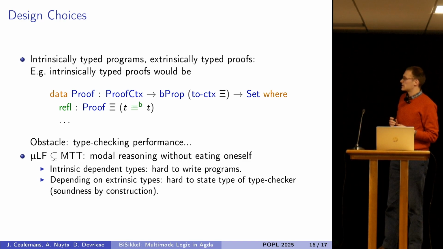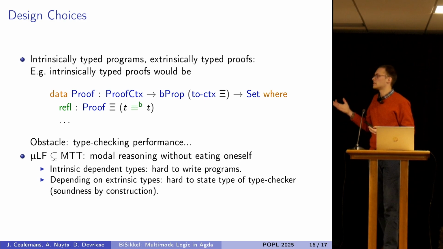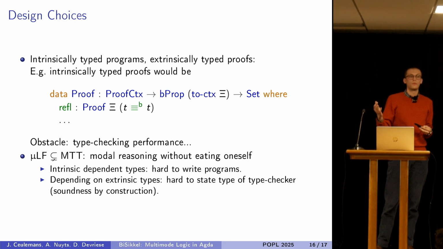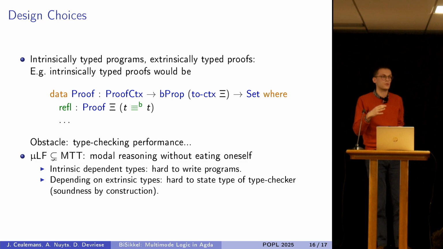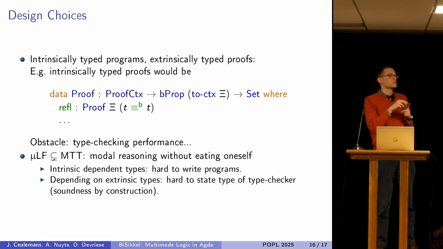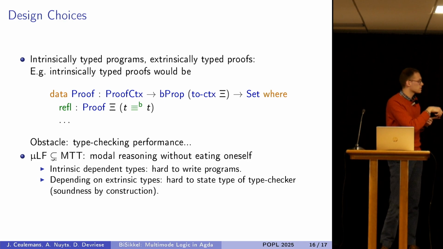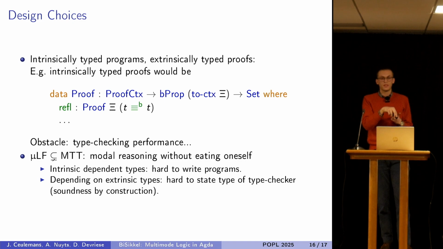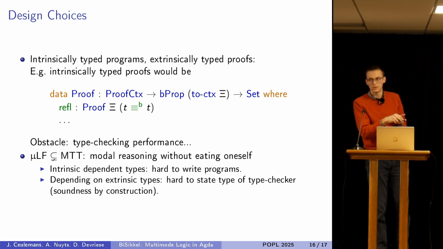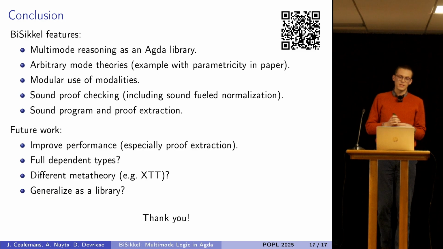A second design choice is that MuLF, our logical framework, is a strict subset of MTT, and that allows us to reason in a modal setting without having the complications of interpreting type theory in type theory. Why complications? Well, basically you have two options. Either you could use intrinsic types, but then it becomes very hard to write programs, or you could depend on extrinsic types, but then it becomes very hard to state the Agda type of the type checker if you want soundness by construction.